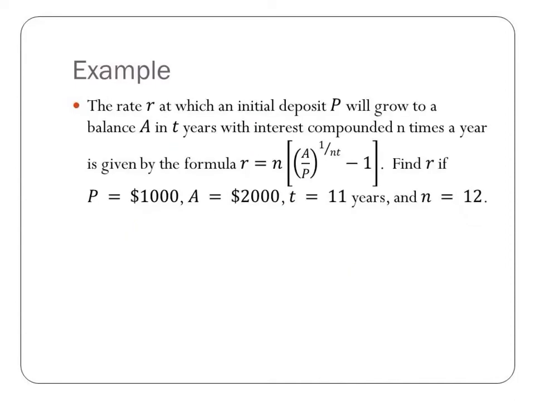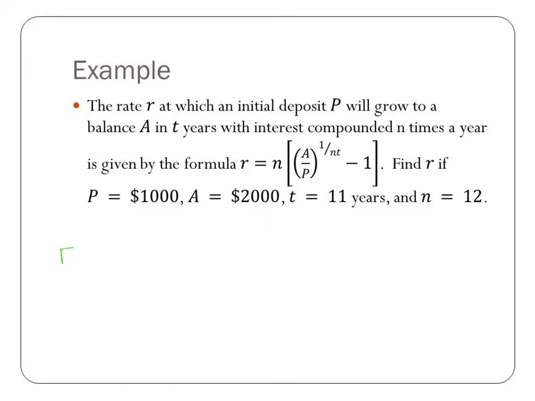Okay, and some word problems. So the rate r at which an initial deposit P will grow to a balance A in T years with interest compounded N times a year is given by the formula r equals, and then you can read the rest of that there. So what we're trying to figure out is what does the rate have to be for us to make a certain amount of money compounded a certain number of times a year. So find r, so we're finding the rate.